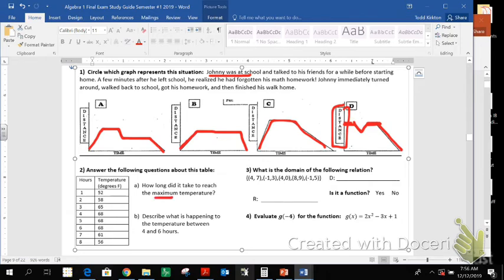Okay, answer the following questions about this table. How long did it take to reach the maximum temperature? So right here, if you look at the table, this thing is something that's heating up and then cooling down. Right here's the maximum temperature. So it took 4 hours to get to that point. And then it stayed there for a little bit and then it got back down. Describe what's happening to the temperature between 4 and 6 hours. It's constant. Constant means it's not changing at all.